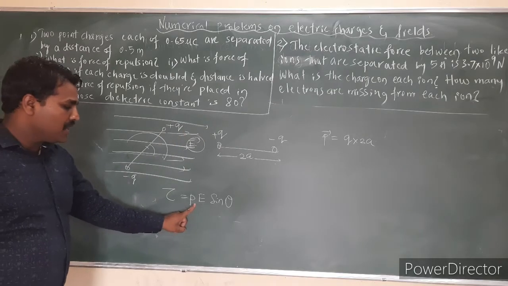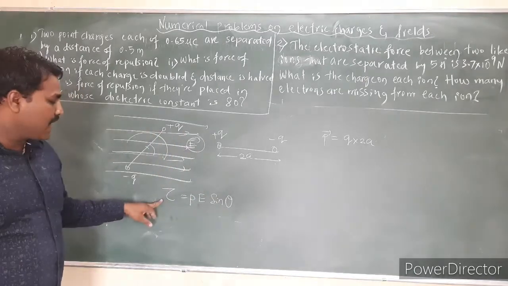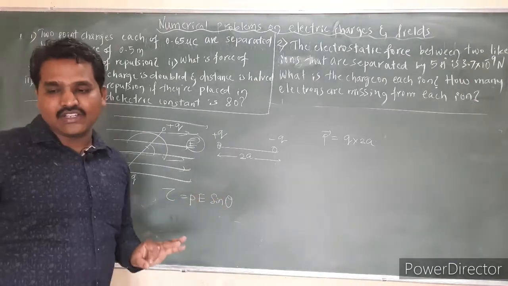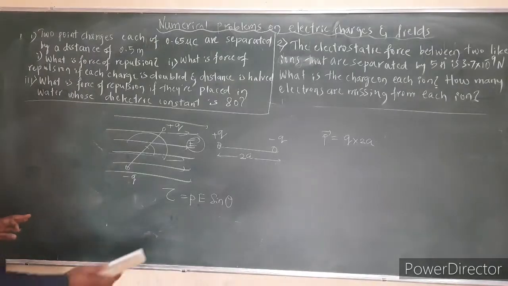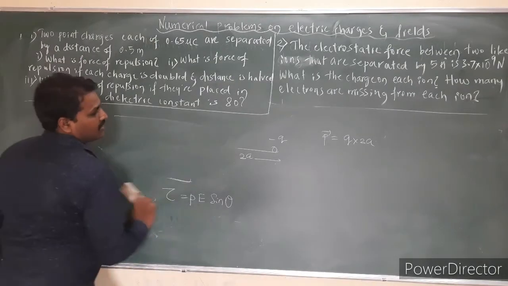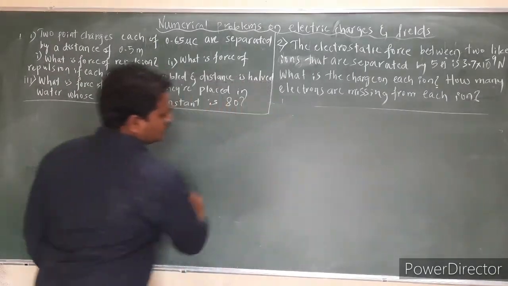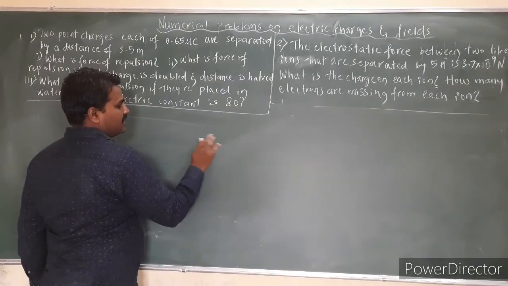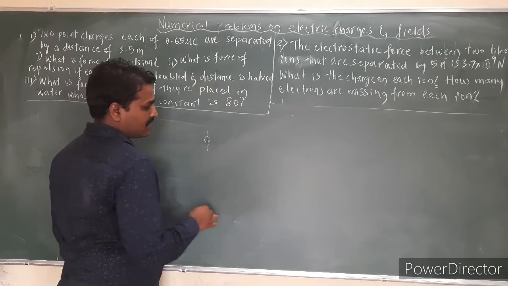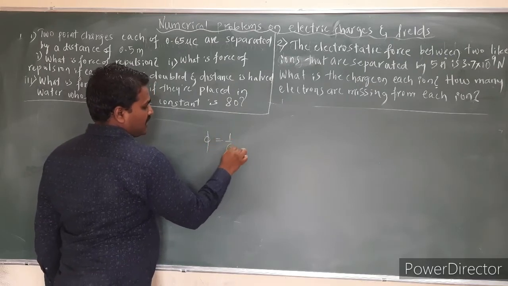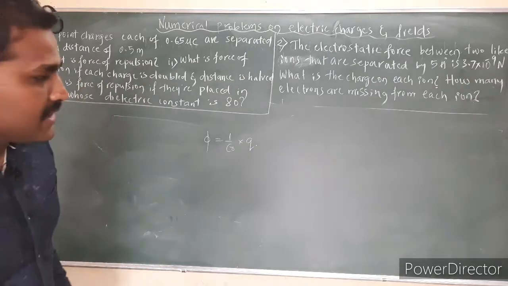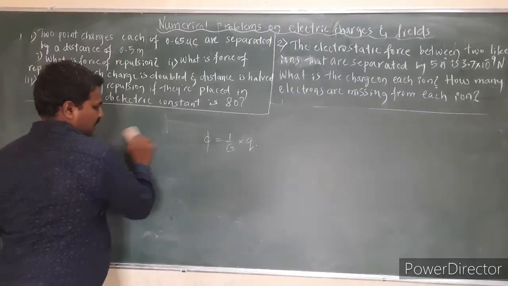Tau is equal to P E sin theta here, and we know tau is maximum when theta is equal to 90 degrees, or sin theta is equal to 1. Then by Gauss law, the electrostatic flux is given by 1 divided by epsilon naught into Q. Yes, so that is the definition of electric flux.